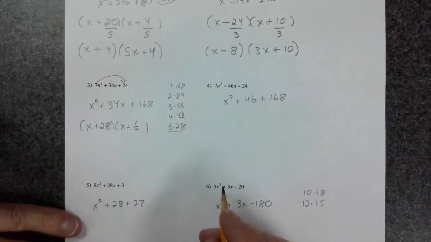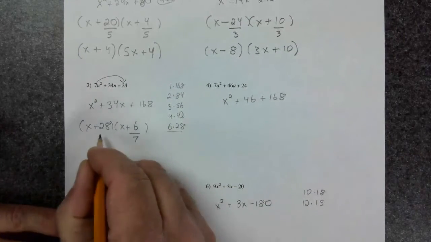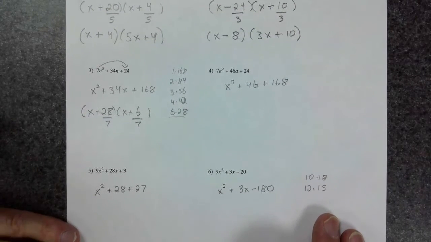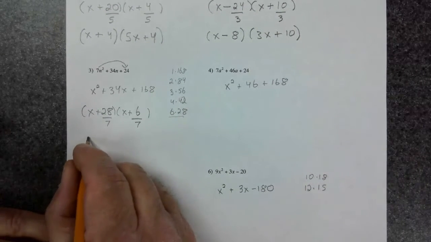Now I slid back a 7, so I've got to divide this by 7 and divide this by 7. Divide the slide, back out, simplify.